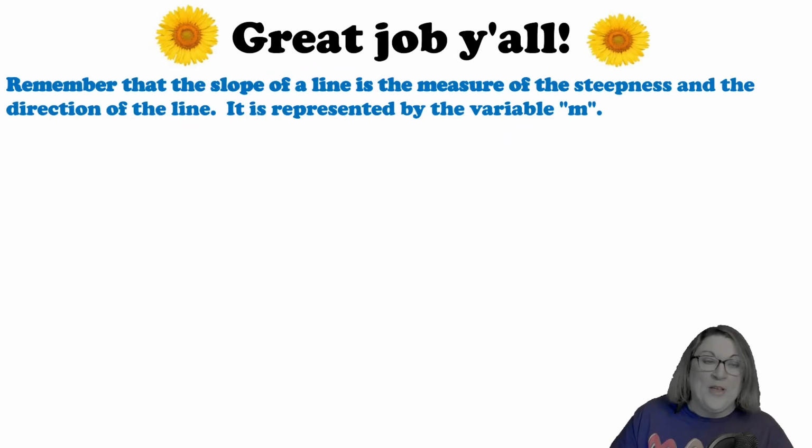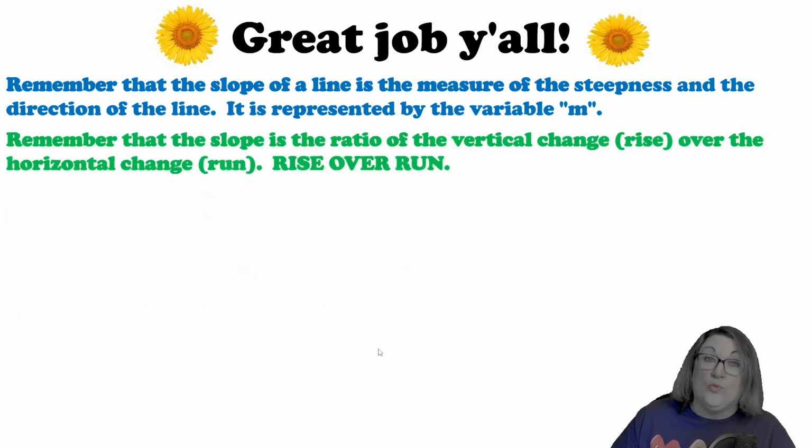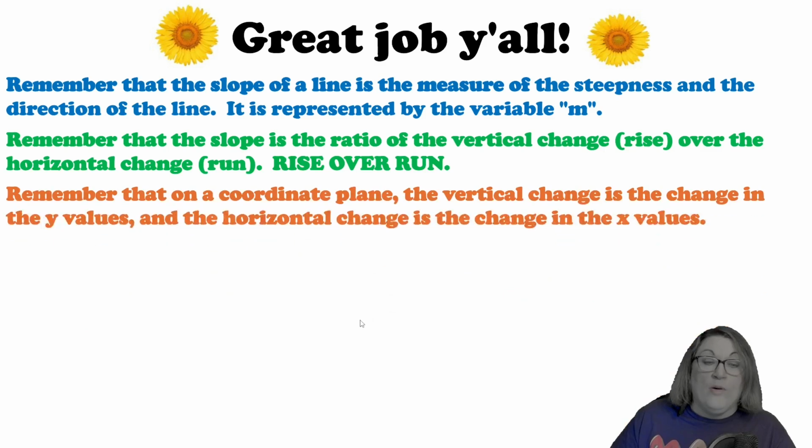Great job, y'all. Remember that the slope of a line is the measure of the steepness and the direction of the line. It is represented by the variable m. Remember that the slope is the ratio of the vertical change, which is the rise, over the horizontal change, which is the run. Rise over run. Remember that on a coordinate plane, the vertical change is the change in the y values, and the horizontal change is the change in the x values.